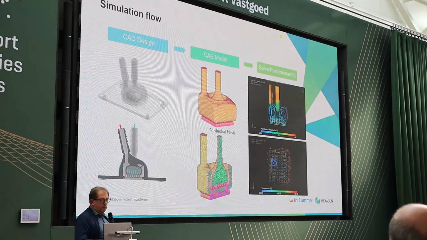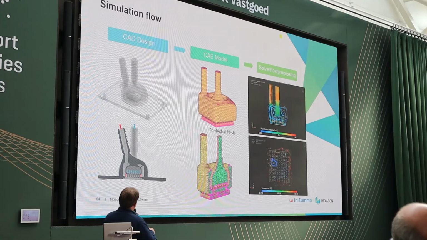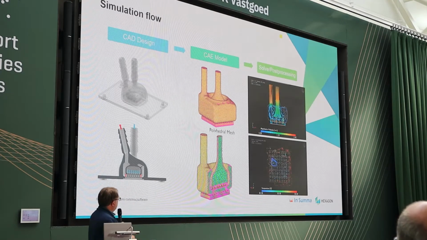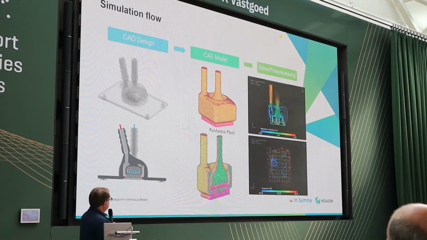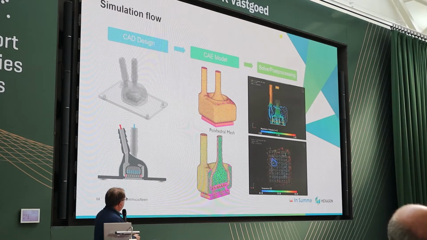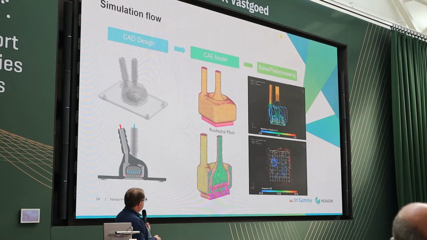You see now some simulations. You start from a CAD structure, a CAD model, and you create a CAE model with SC flow, in this case with a polyhedral mesh. You see here the flow lines on the right side.